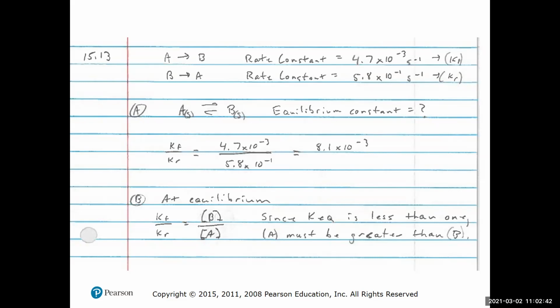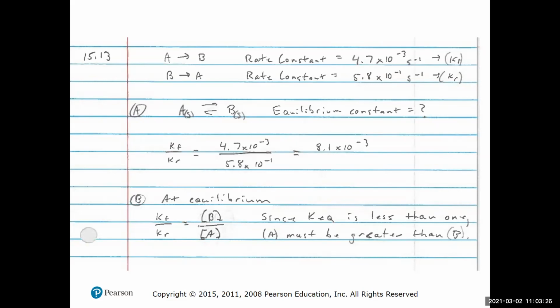Then the reverse rate constant, B going to A, we're given that value, 5.8 times 10 to the minus 1 seconds to the minus 1. And we want to find out what that equilibrium constant is. Well, in cases like this, where we're given the forward and the reverse, we can take that forward constant and divide it by the reverse, and that gives us an equilibrium constant. So in this case, 8.1 times 10 to the minus 3. The key here is remembering this relationship, forward divided by reverse. If we know those values, we can get the equilibrium one.